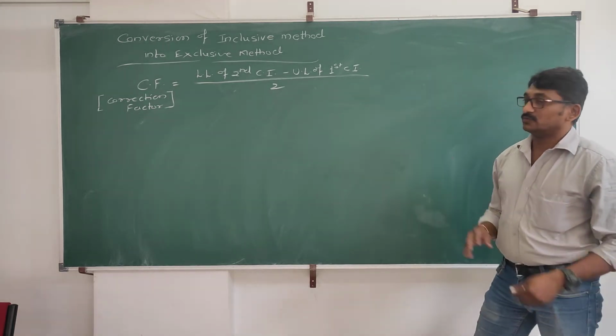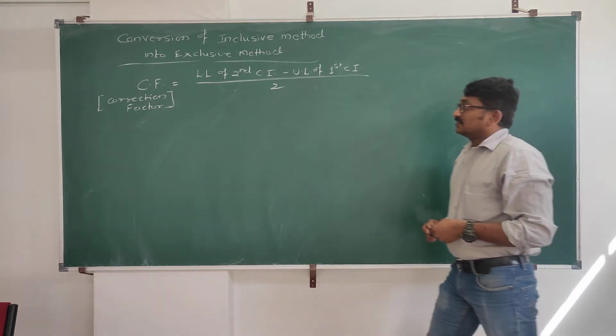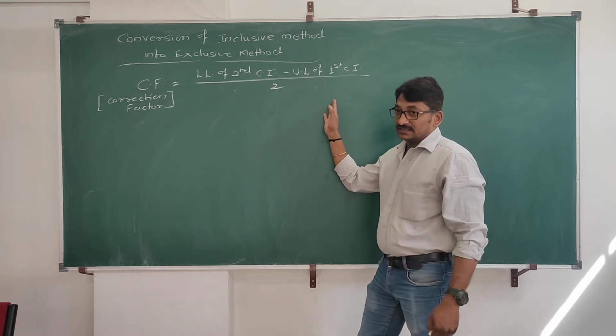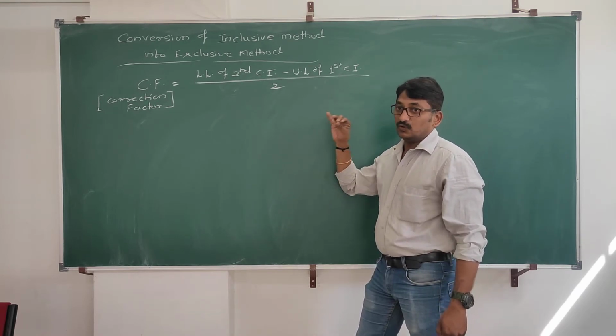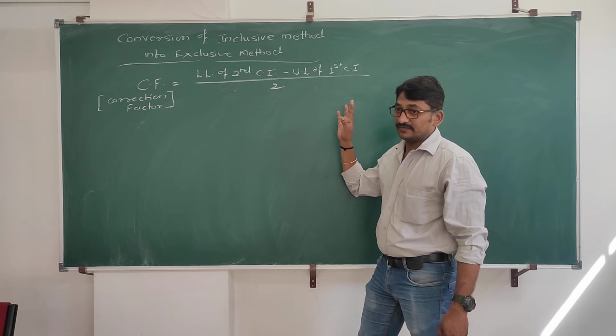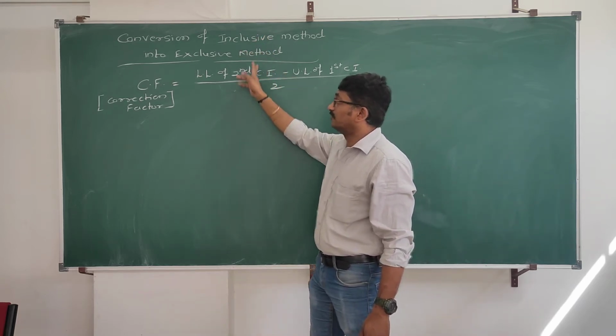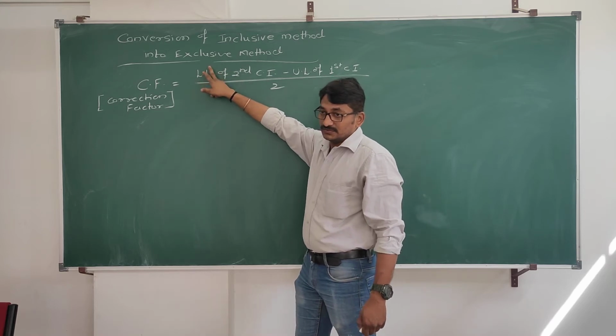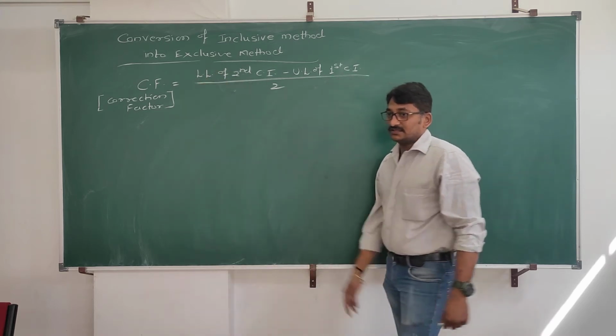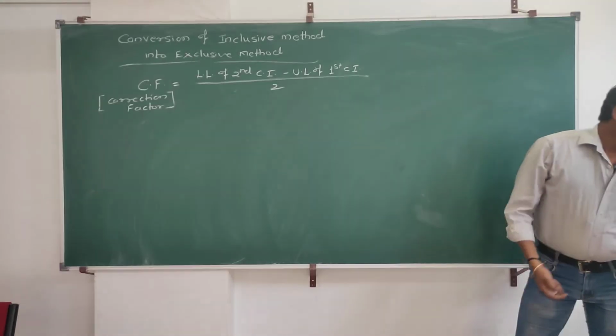So this formula is most important. This is not related only for mean, it is related to mean, median, mode, whatever may be the statistical method. If the problem belongs to inclusive method, by using this correction factor formula you have to convert it into exclusive. Then you can use the same formula. Okay, I'll give an example first.